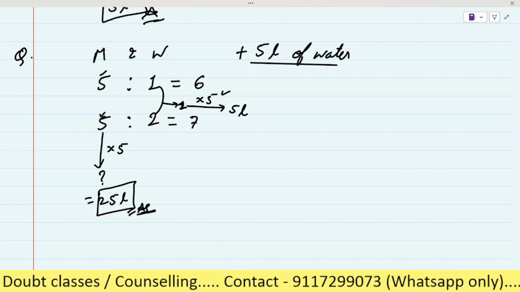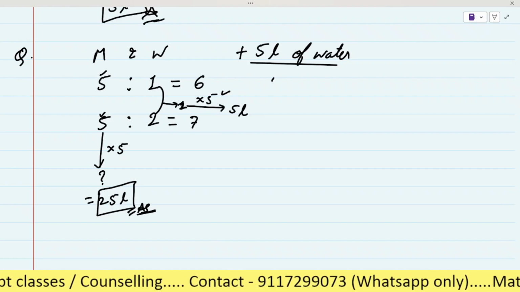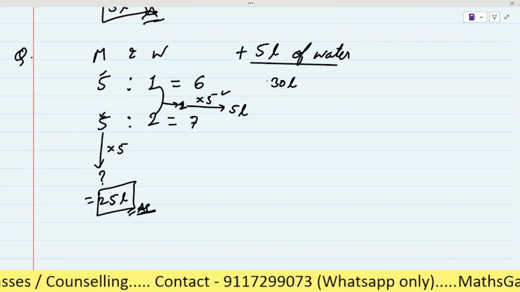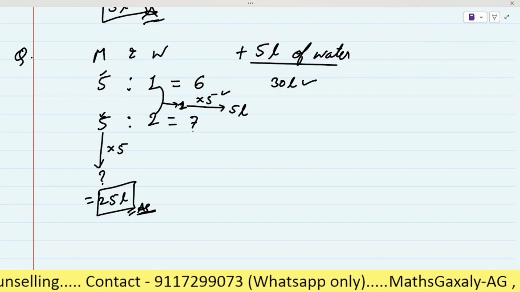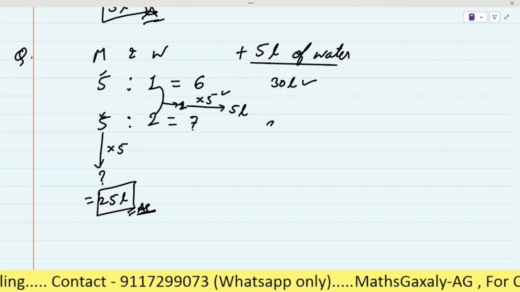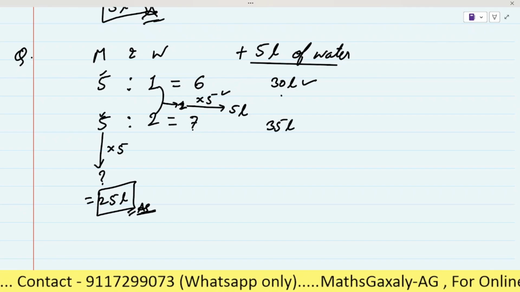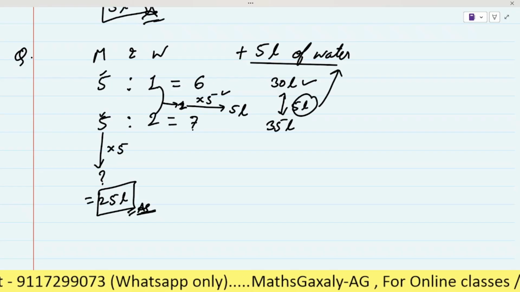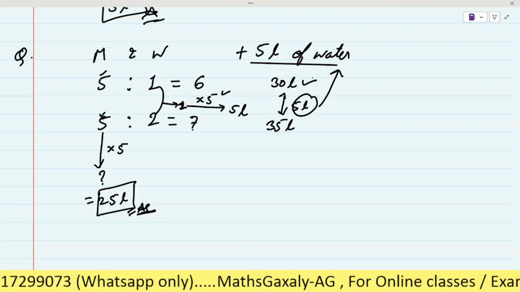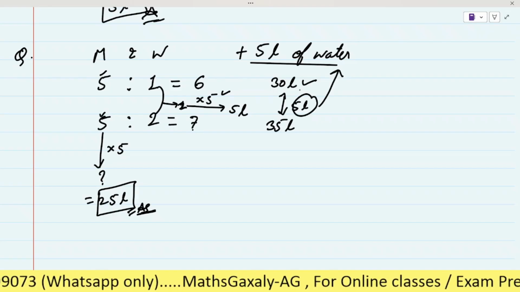You can also see here, 6 into 5 is 30. It means initially it was a total of 30 liter of mixture, and after mixing, 7 into 5 it is 35. You can easily see here there is a gap of 5 liter, which represents the water which we have added. Okay, is it clear?